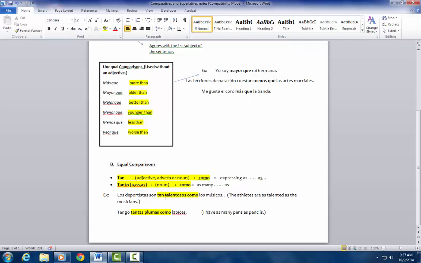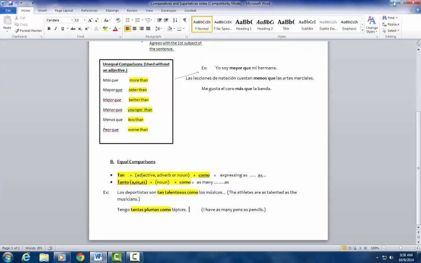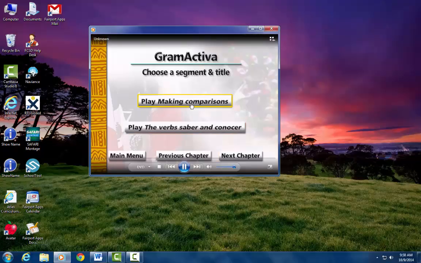Los deportistas son tan talentosos como los músicos. The athletes are as talented as the musicians. Tengo tantas plumas como lápices. I have as many pens as pencils. Notice we're using tantas to agree with plumas. So the form of tanto must agree with the noun that's in between the word tanto and como. Okay. All right, so now we're going to watch a little video to go along with this concept.